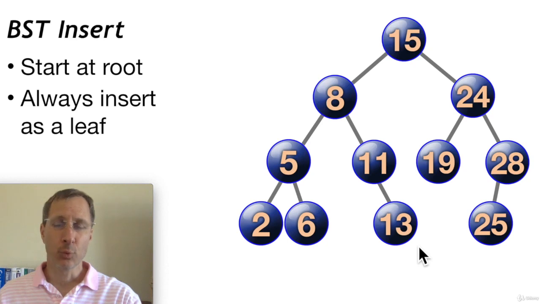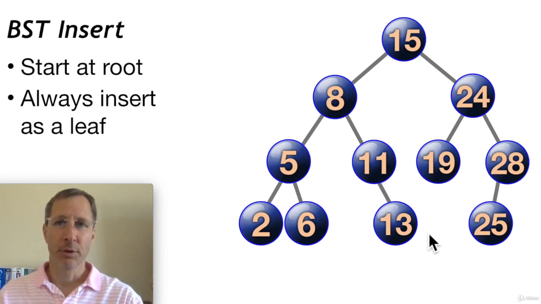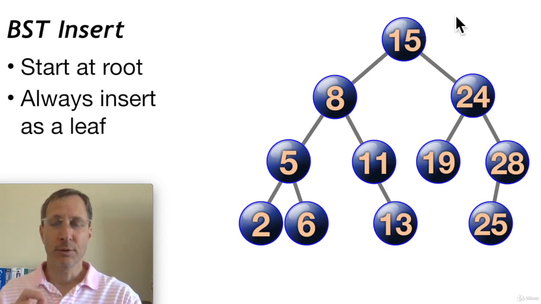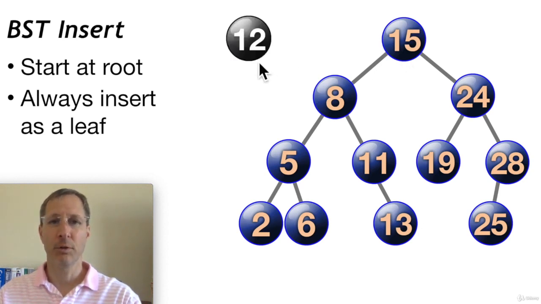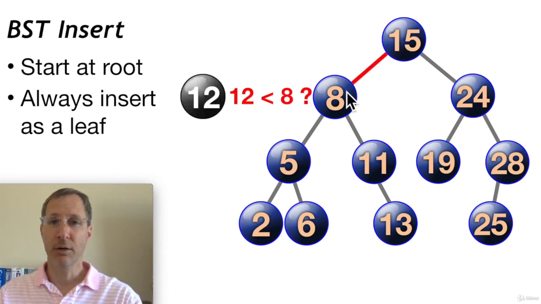We're going to always start at the root when we're doing an insert. So at the top, in this tree it's the 15. We're always going to insert a new node as a leaf. In other words, at the very bottom of the tree. But we start at the top to locate the correct position in the tree to insert that new leaf. So let's say we want to insert 12 in this tree. We're going to start out with comparisons starting at the root. Is 12 less than 15? Yes, it is. So we're going to descend down 15's left subtree.